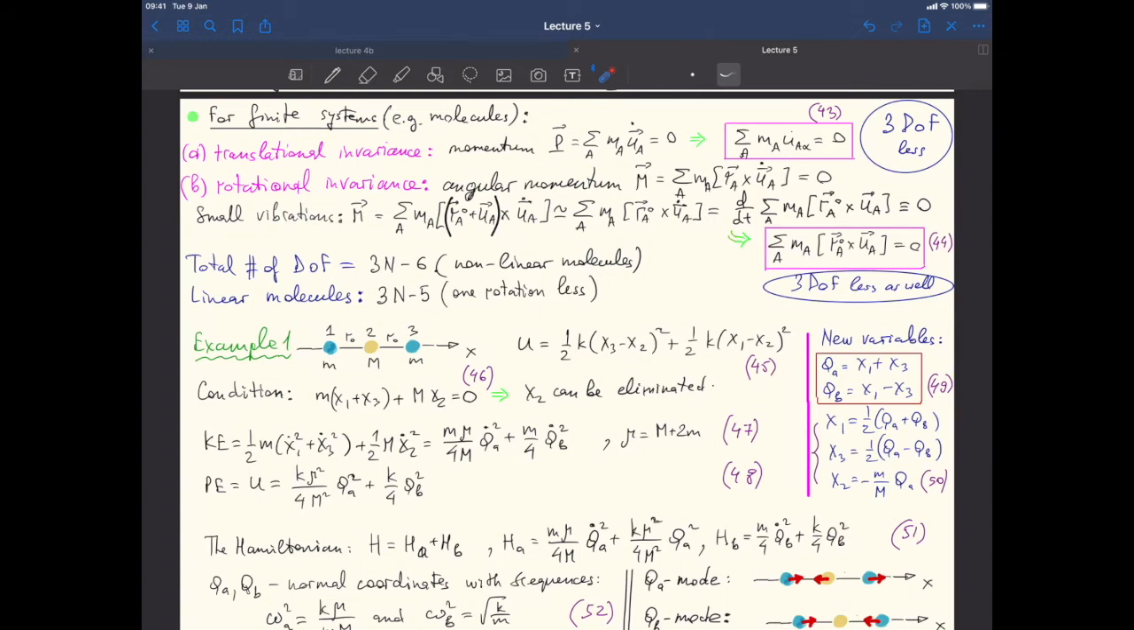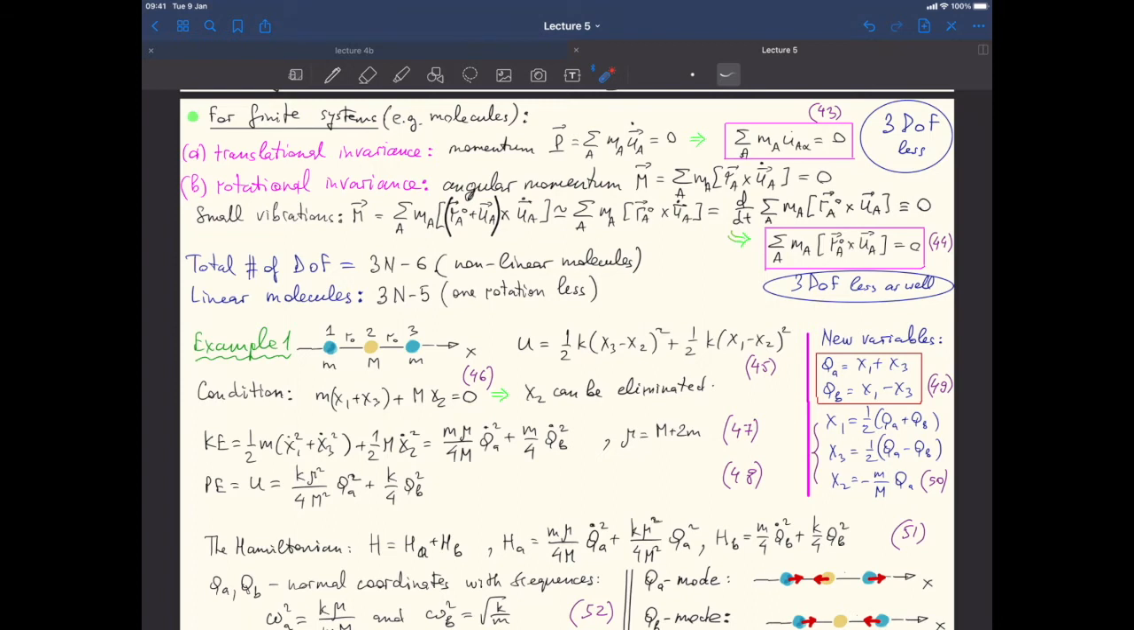So instead of 3, we should expect just 2 degrees of freedom available for the vibrations. So we would have 2 vibrational frequencies and 2 normal modes. Okay, how shall we find them? Let's write this equation explicitly as shown here. So x1, x2, and x3 are displacements of atoms 1, 2, and 3 from their equilibrium positions. The potential energy is already written via displacements.